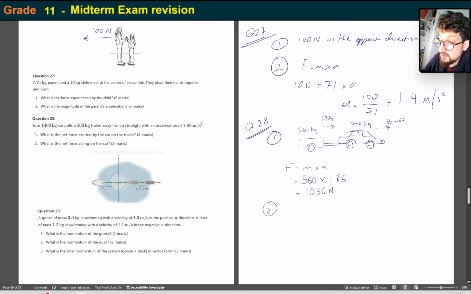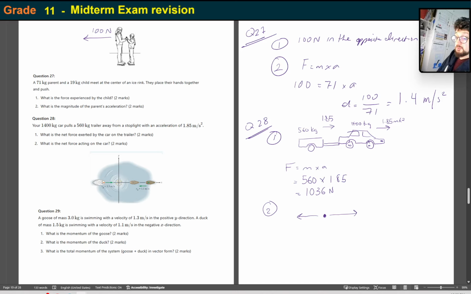Question 2, however, is slightly different. It says, what is the net force acting on the car? Now, let's draw a free body diagram. Remember, a free body diagram is a diagram that shows the forces acting on an object. So this time we've got the force forward, which is basically the thrust or the engine of the car. And then we have something else. For the trailer, it was just the pull force from the car. But for the car, there is another force acting backwards, which is hindering the car.